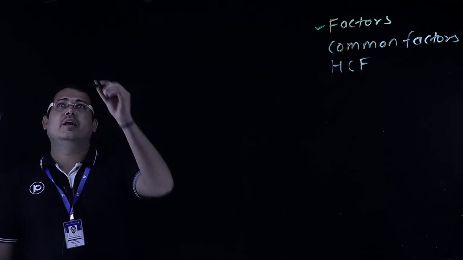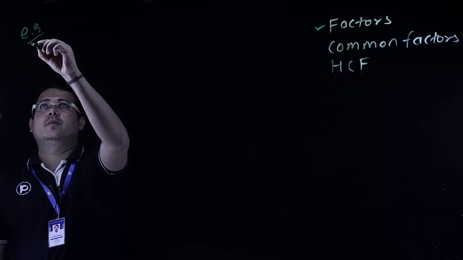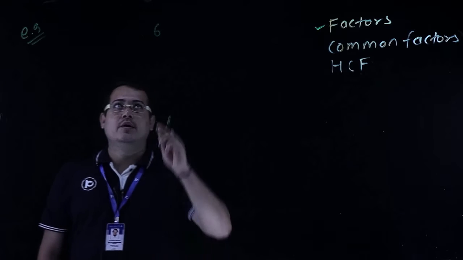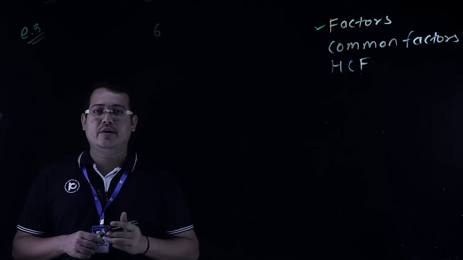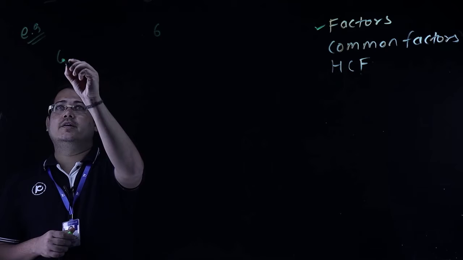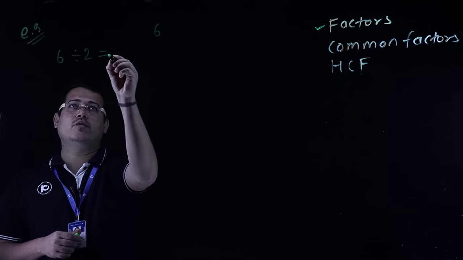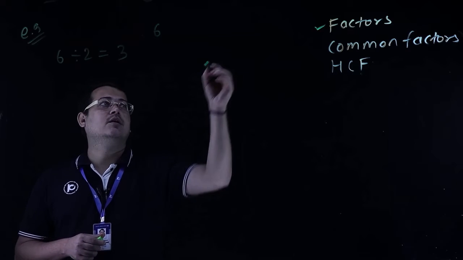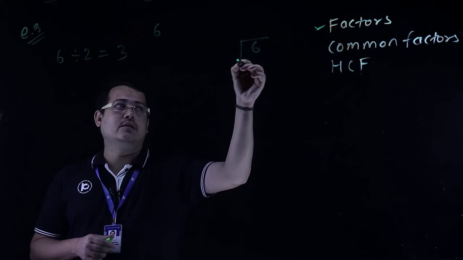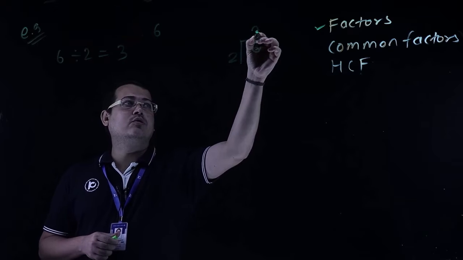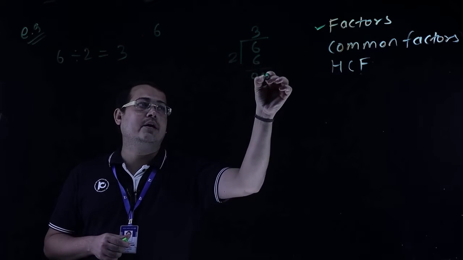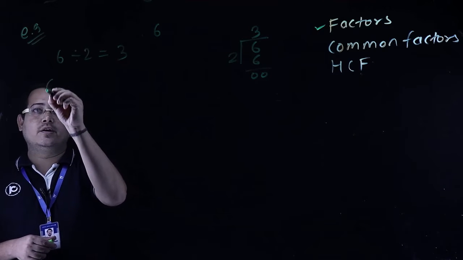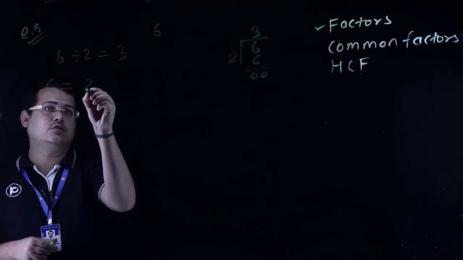For example, let's take a number, that is number 6. Now try to divide this number by different numbers. 6 divided by 2, we get the answer 3. As we get no remainder, we will check with another method also. 2 3s are 6, we haven't got any remainder and our remainder is 0. So I can say that 2 is a factor of 6.